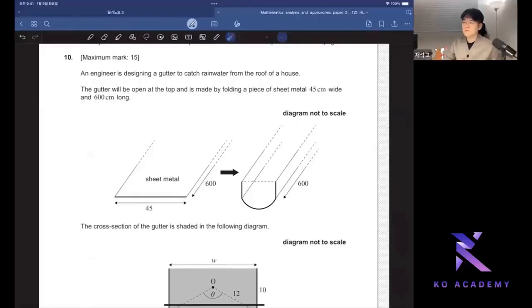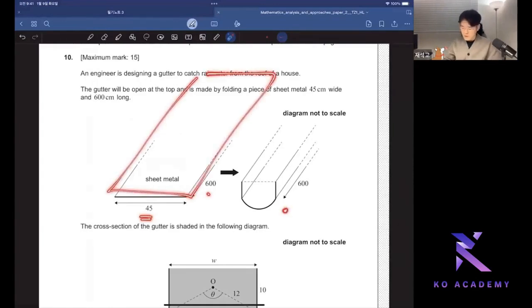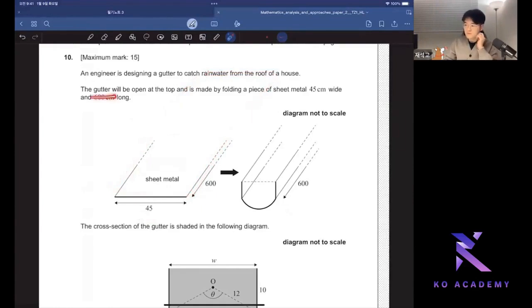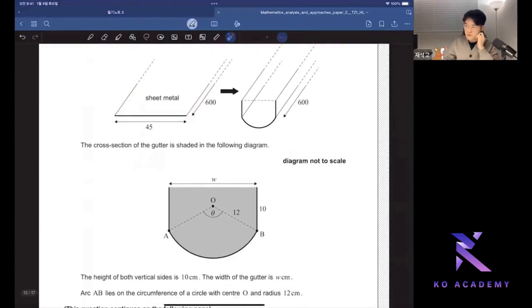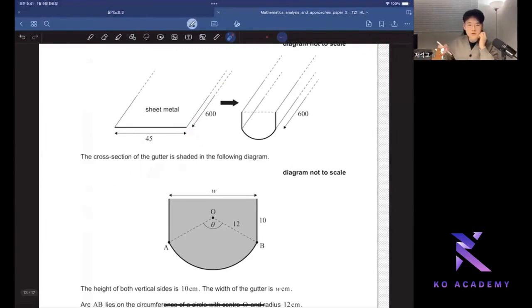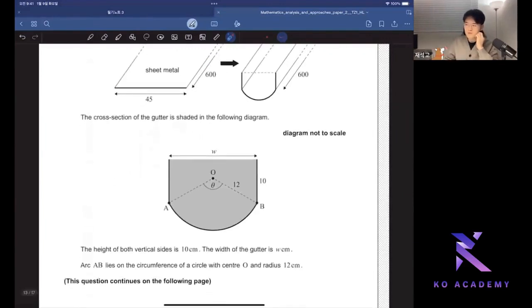What is it? The metal sheet? So you bent a long metal sheet that's 45 cm by 600 cm, right? What are you trying to make? I'm trying to make a cover. So you made some kind of pathway, like a channel for water to flow, like a drainage channel.